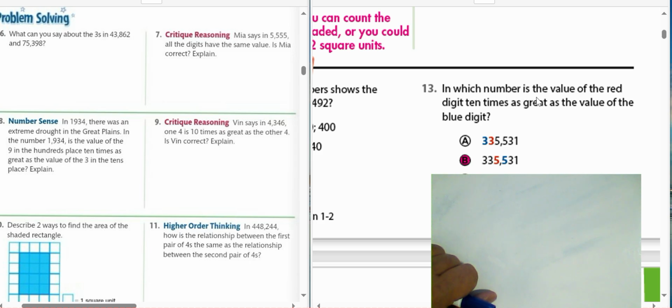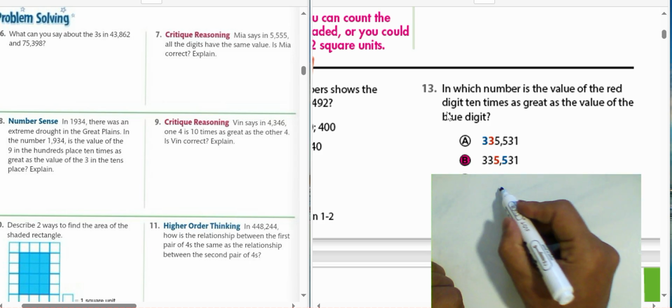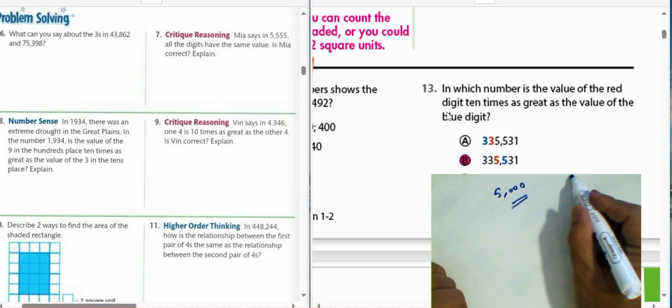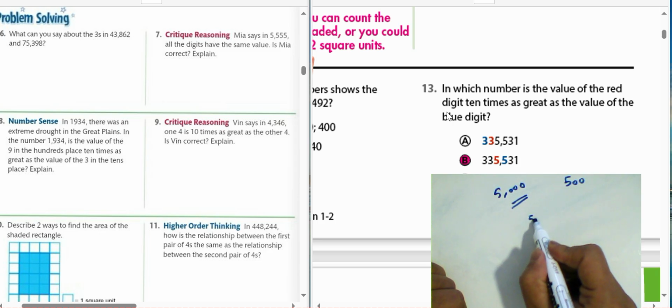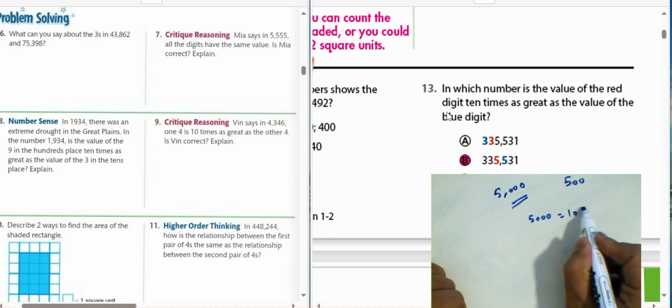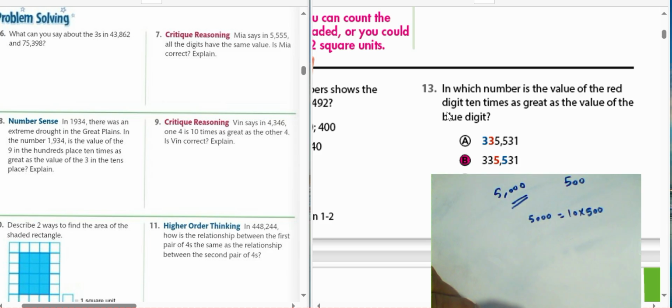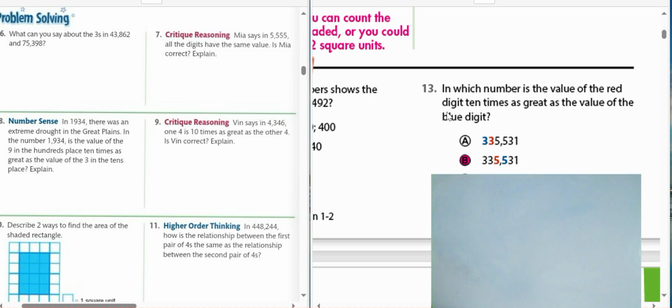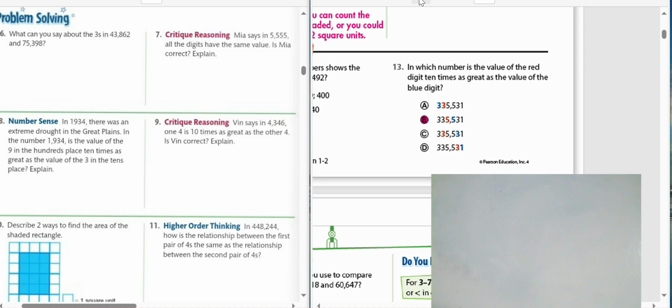Again, in which number is the value of the red digit 10 times the blue digit? Where is the red digit? It will be 5 here, 5,000 at letter B. And the blue 5 will be 500. Then 5,000 equals 10 times 500. Choose letter B. Okay, understood. Choose letter B. Next question.